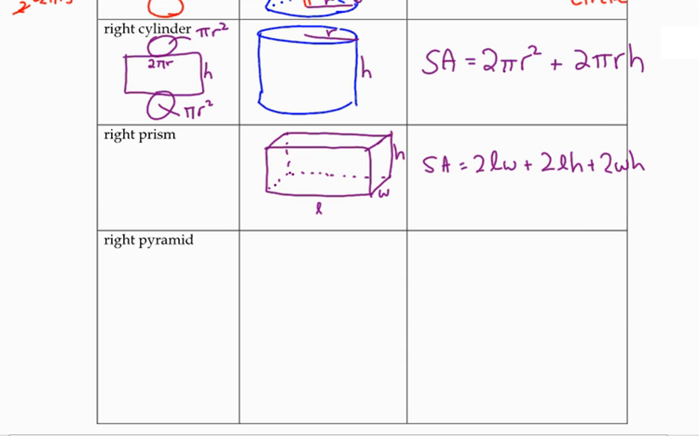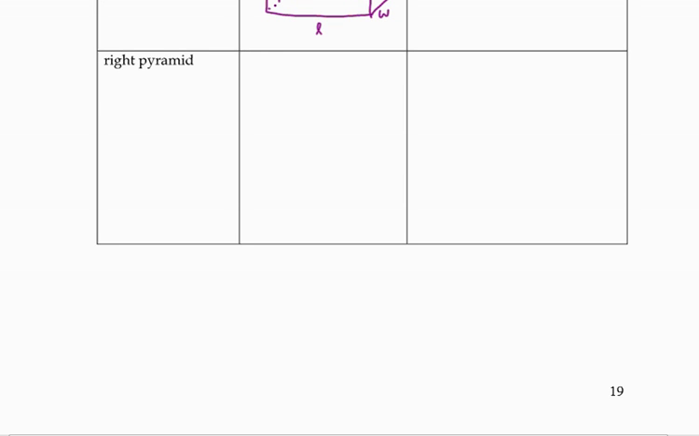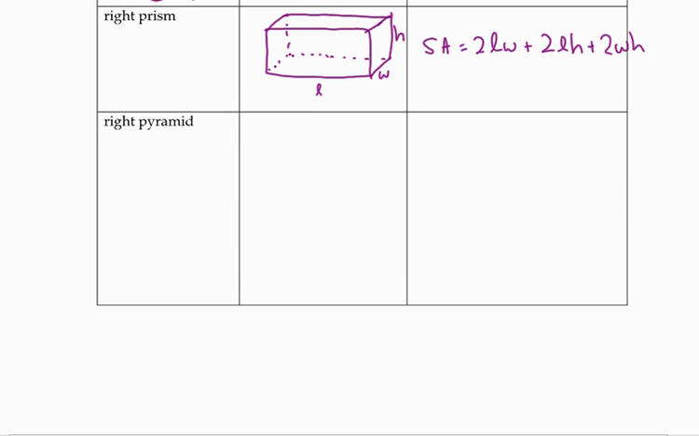But now we come along and we make the pyramid. We're going to draw a square and then we're going to draw a pyramid. So I'm going to start with this right square pyramid. And then we'll draw the right rectangular pyramid underneath. Okay, let's talk about the square.